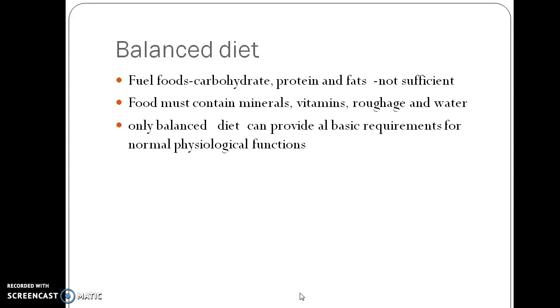The fuel food include the carbohydrate, protein and fats. But these are not yet sufficient. It also must contain minerals, vitamin, roughage and water. Only a balanced diet can provide all basic nutrients for normal physiological functions.